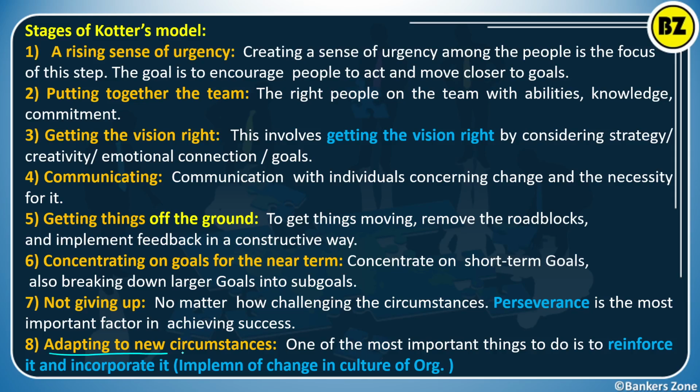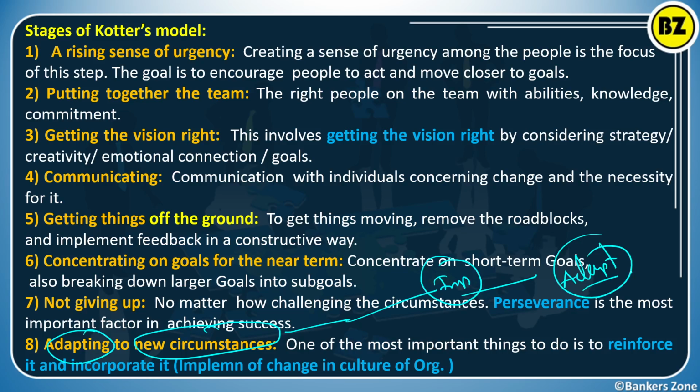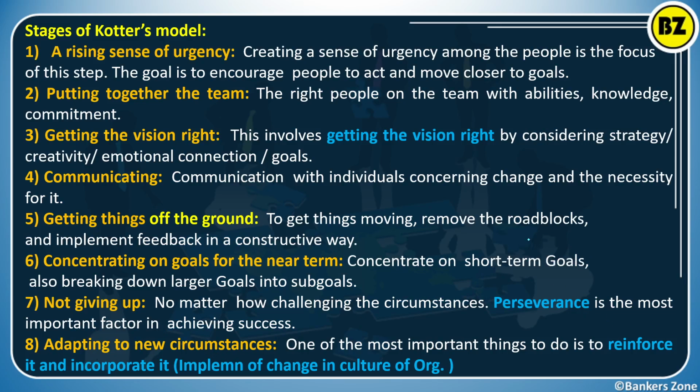Next is adapting to the new circumstances. Means what? One of the most important things is to reinforce and incorporate it. That is, implementation of the change in the culture of the organization itself. That is adapting to the new circumstances. Once the implementation has been done, then we have to accept it and adapt to whatever the changes are, and we have to follow it. Okay, so these are the 8 stages of Kotter's model.